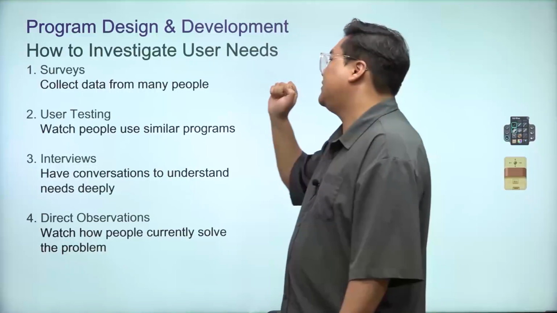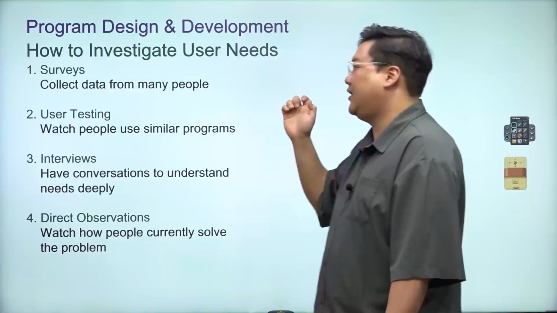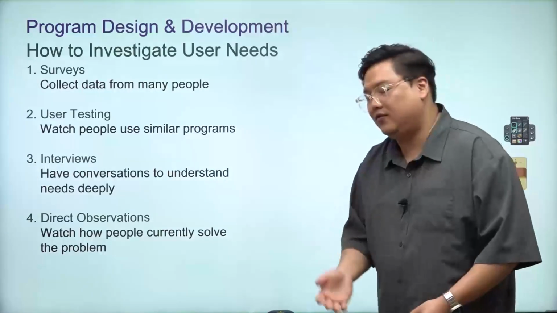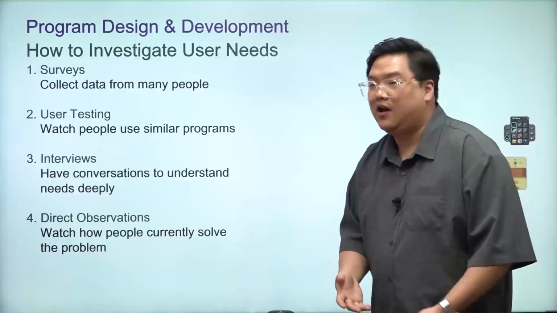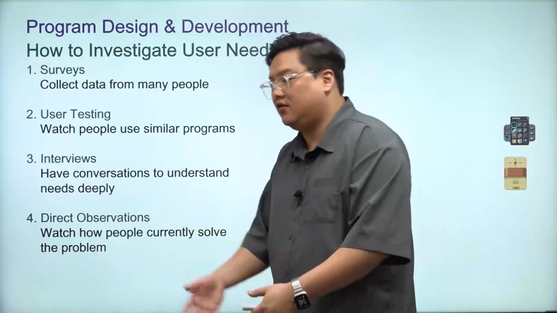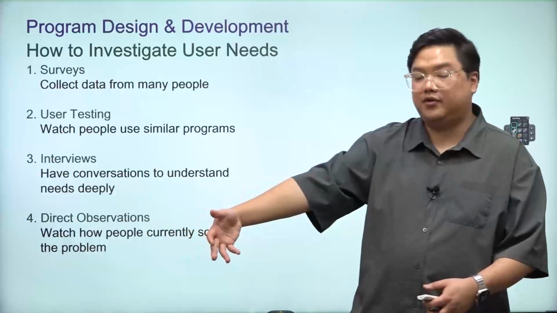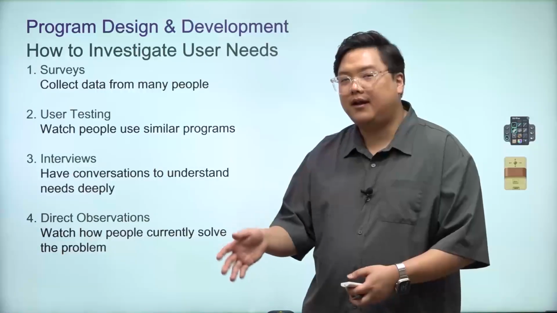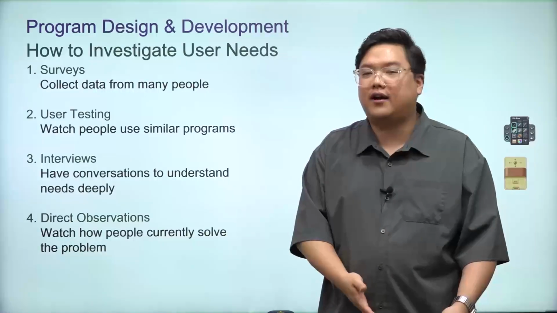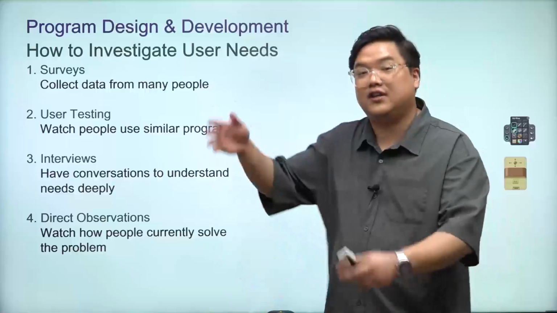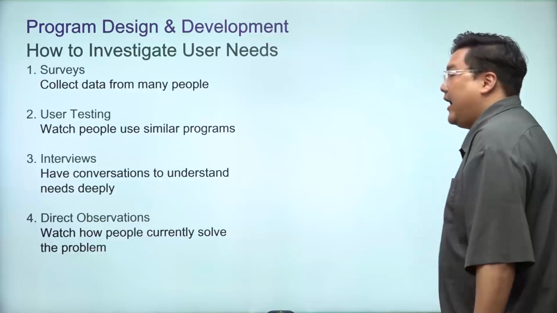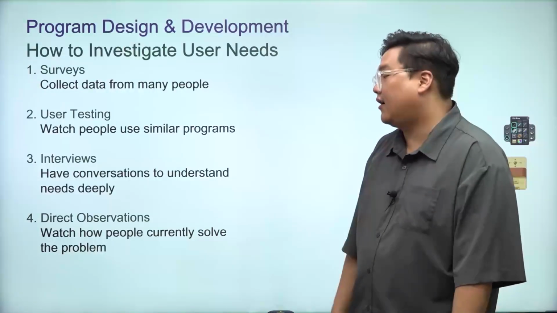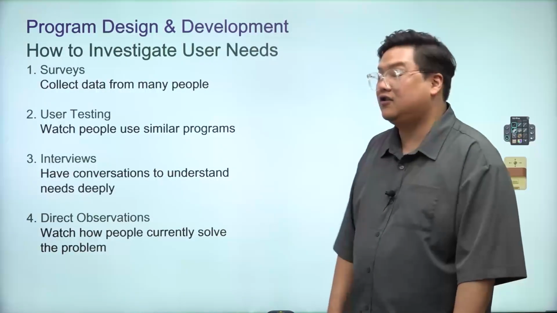So again, how to investigate user needs? Surveys, you collect data. User testing, you watch people use similar programs. If you want to create an app of your own, you ask some people to use similar programs and receive feedback. What do you think will make that better? Then you can differentiate your product depending on their feedback from using similar products. And interviews, you have conversations to understand the needs deeply, okay? And direct observations: watch how people currently solve the problem.